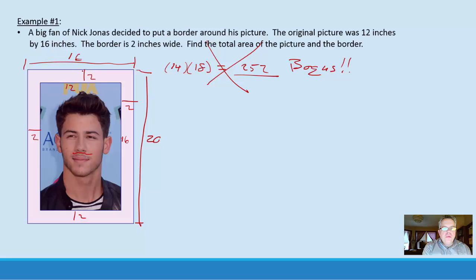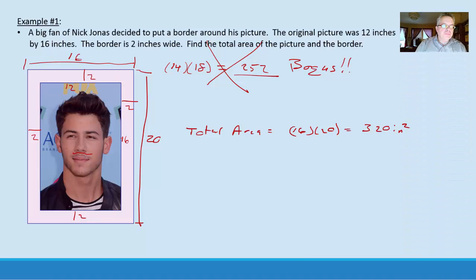So the new area with the picture of this guy, put a little mustache on him, and the border is 16 times 20. So the total area of the whole thing is 16 times 20, which is actually 320, and our units would be, since this was inches, square inches, or inches squared. Okay, so don't fall for that. When we add a border around a figure, we have to add it twice to the width and twice to the length.